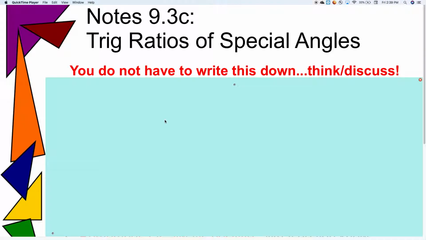Those students in Honors Pre-Calculus and Algebra 3 have to memorize the unit circle. So if you do the work this year, it may pay off and make memorizing the unit circle easier. So I suggest you do the work. Now, you don't have to write this down. I want you to have a conversation with your group.